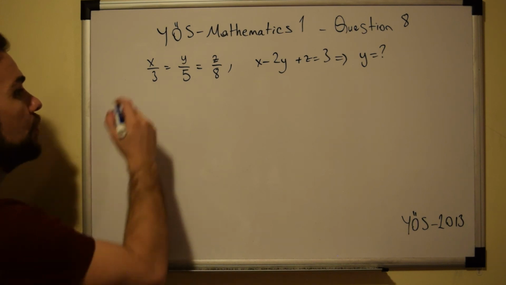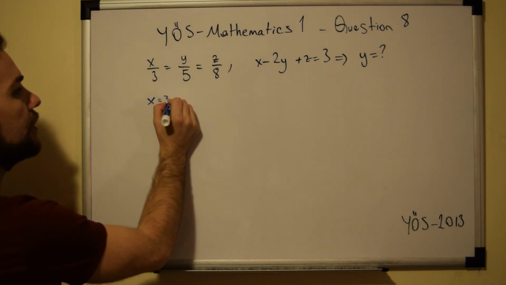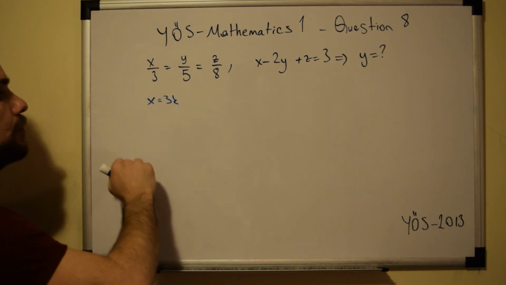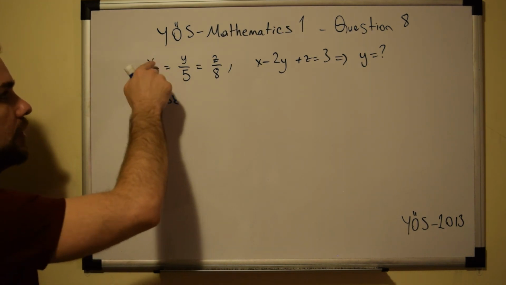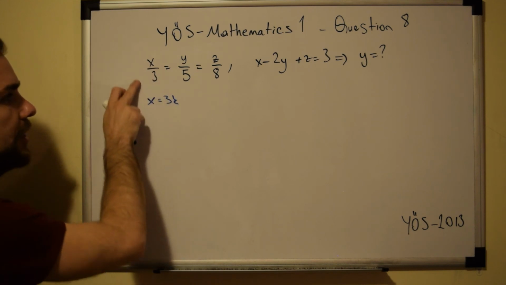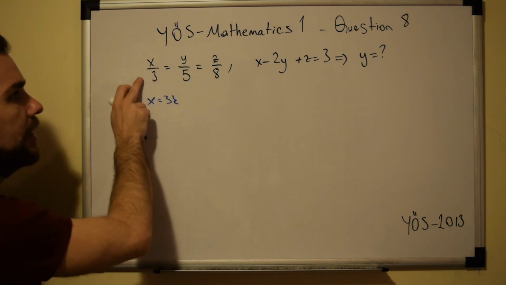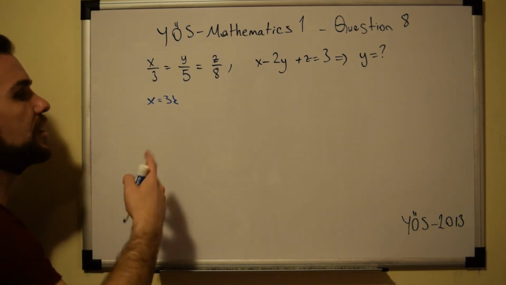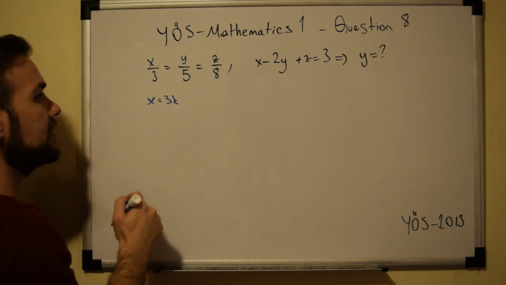So what is x equal to? X is equal to 3k. Let's just put it k. K is the unknown in this case. So what we did, I just made the numerator of this fraction equal to the denominator, and I multiplied with an unknown, k, which I don't know what k is equal to.